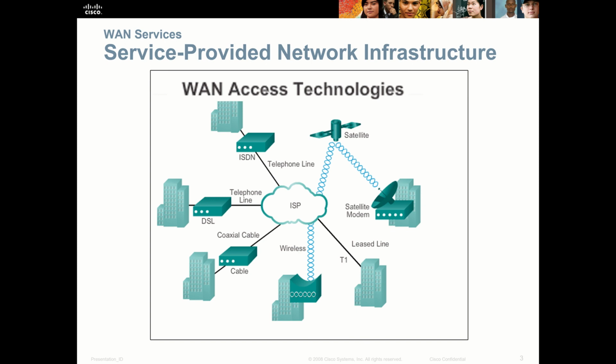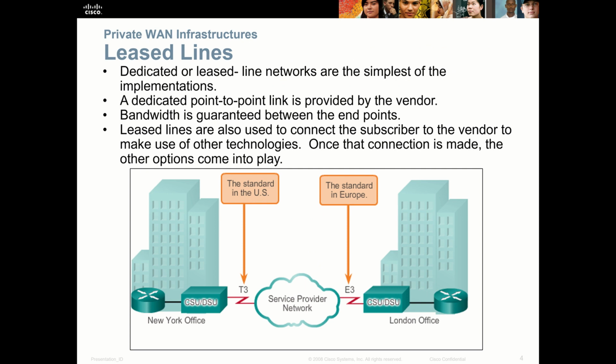So let us look at this diagram. This diagram shows the integration of different WAN access technologies. I will explain one by one according to the type of technologies here. I'll start with leased line. Leased line, or rented line, or also dedicated line, is the simplest network to implement. But when we say simplest, it is also the most expensive.